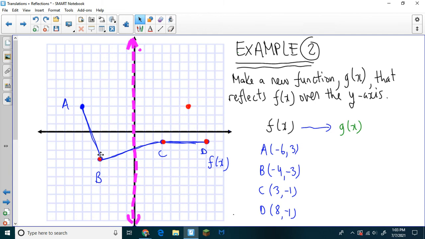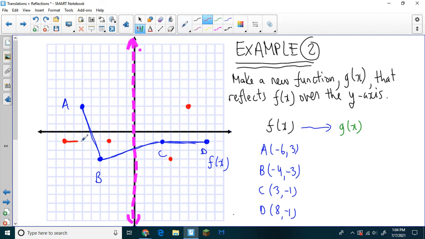And same thing here, right? What's the distance from this point to the y-axis? Well, it's 1, 2, 3, 4. So that means it's going to be 1, 2, 3, 4 across. Now these 2 points are on the positive side of the x-axis, which means that they're going to flip onto the negative. And same thing, this point is 1, 2, 3 units from the y-axis, so it's going to be 3 units again. And this point is 8 units from the y-axis, so it's going to be another 8 on the other side.